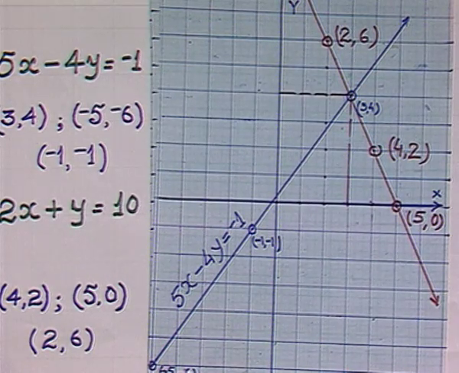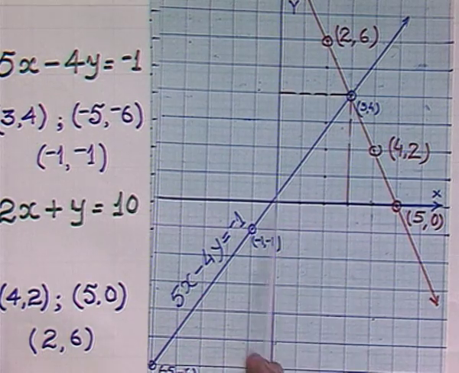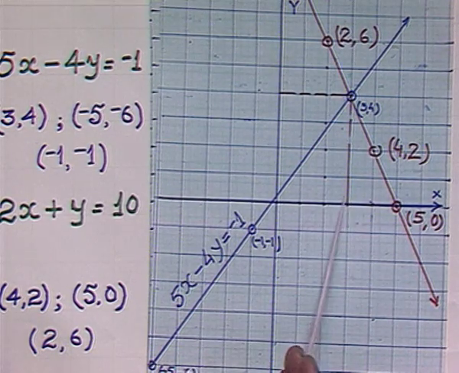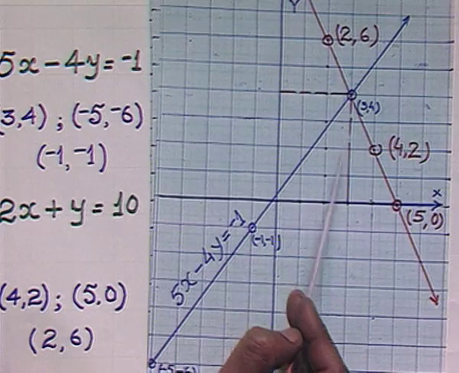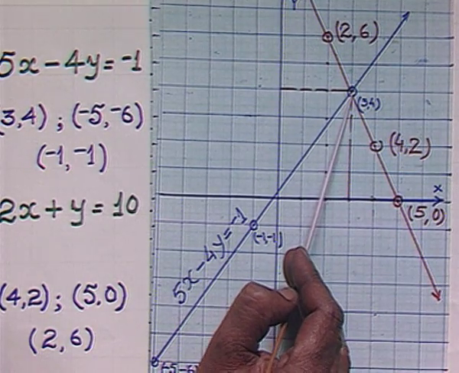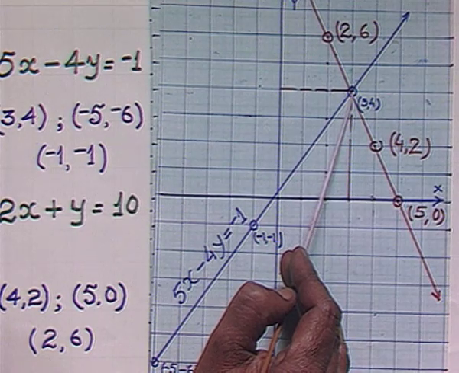So how do I get the ordered pair at this point? To reach this point, I have to move 1, 2, and 3 units horizontally in the positive direction, and 4 units, 1, 2, 3, and 4 units up. So this point has the ordered pair (3, 4).